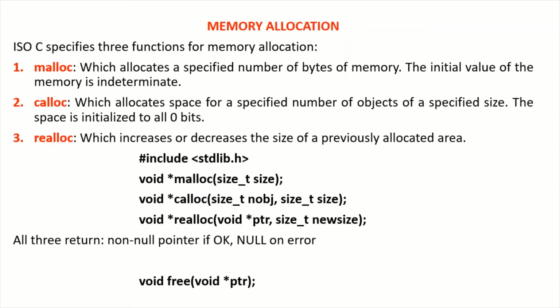When we assign it to a pointer of a different type, the function free causes the space pointed to by ptr to be deallocated. This freed space is usually put into a pool of available memory and can be allocated by a later call to one of the three allocation functions.